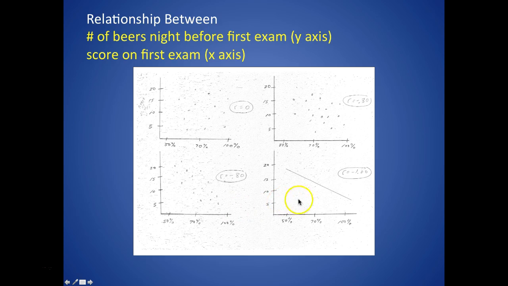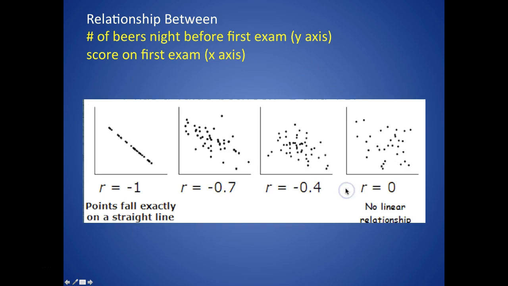And if it were a perfect correlation, again, a minus 1.0, the data set would look like this. And a little easier thing to see here, same thing. Minus 0.7, minus 0.4, and if there's no relationship at all, it looks like this.